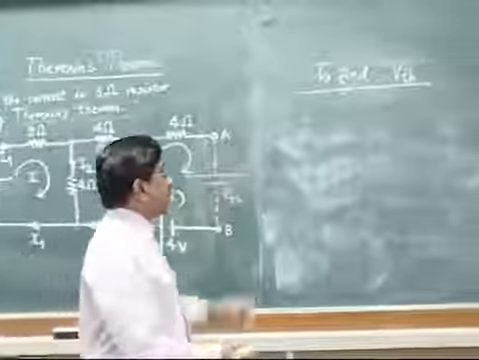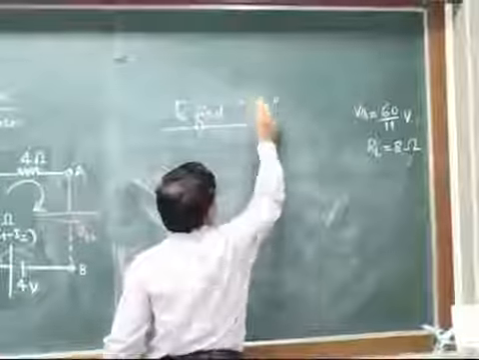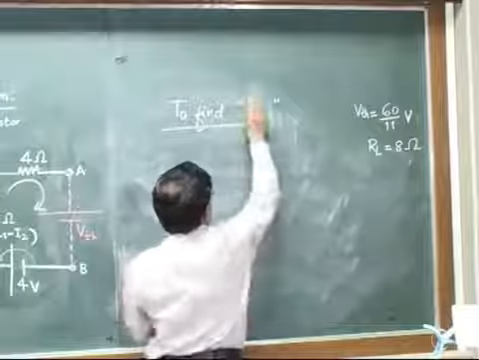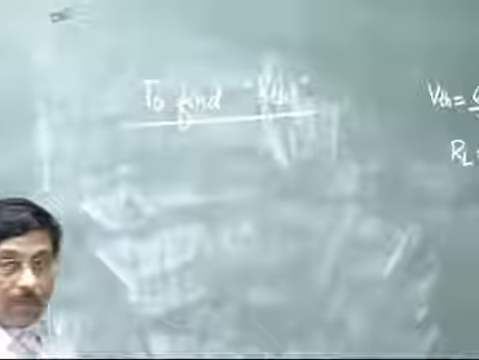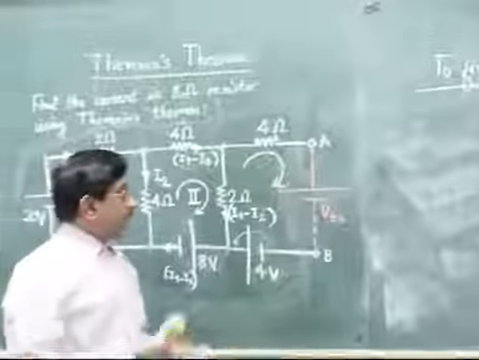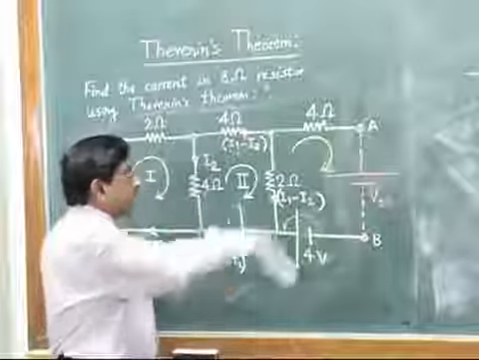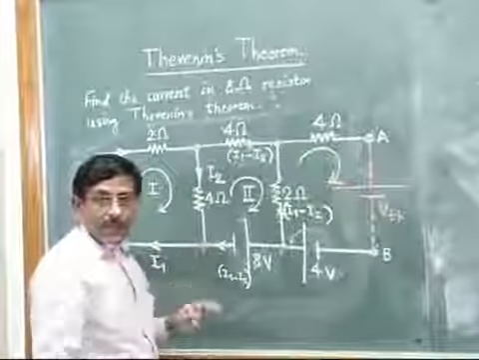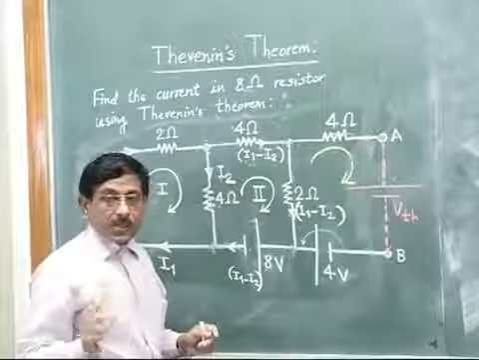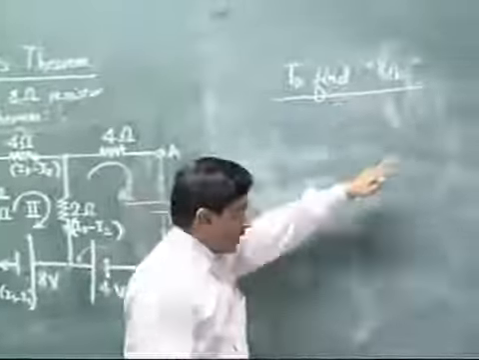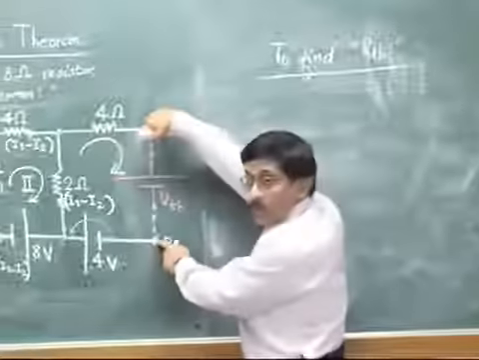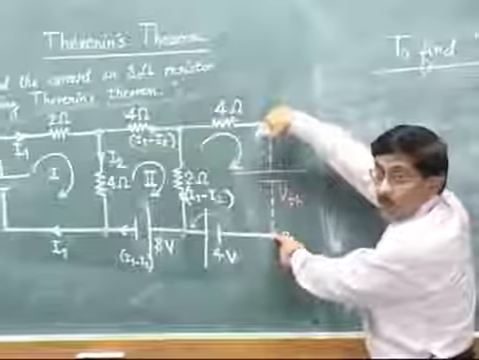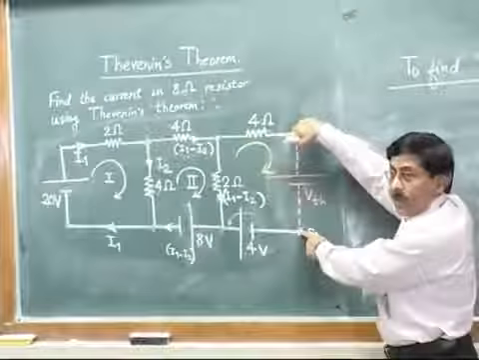Step 4 is to find RTH, that is, the equivalent resistance of the entire network across the open points A and B. Now what is to be done in step 4? In step 4 we don't want anything from all this data, any current distribution, nothing. For finding RTH, we just want the value of equivalent resistance as seen from these two terminals, which will be a single value.